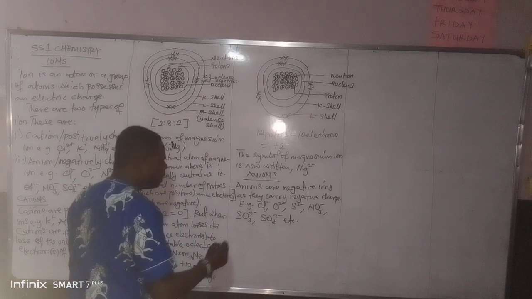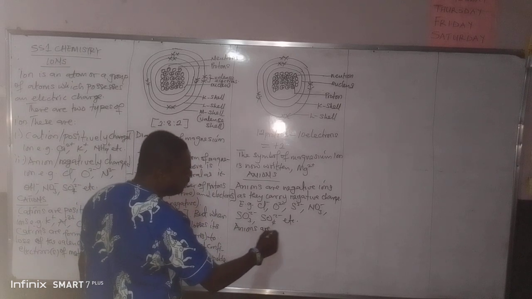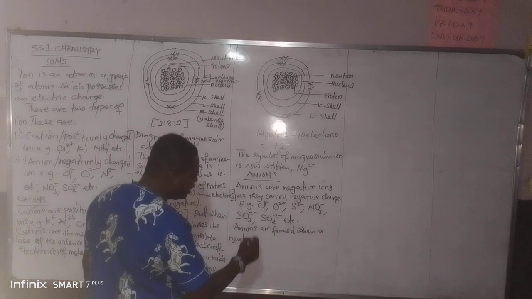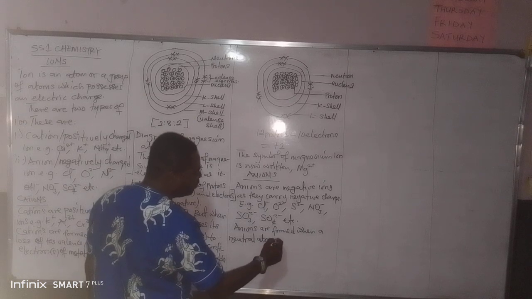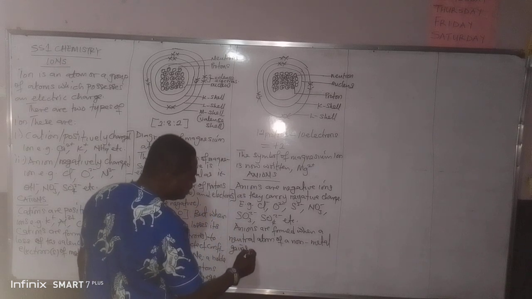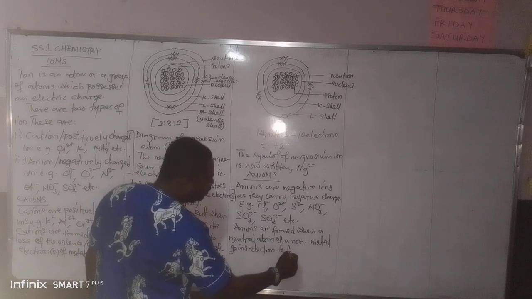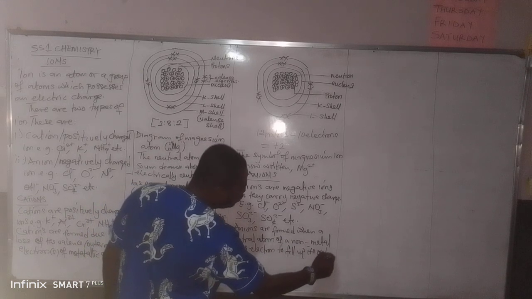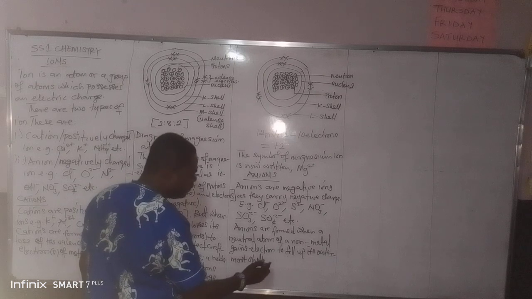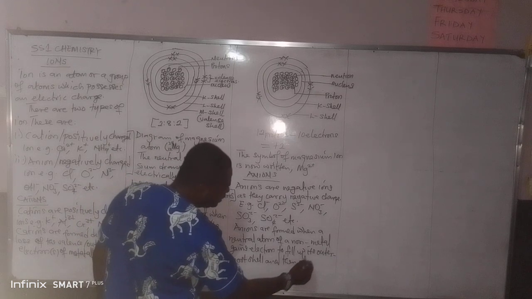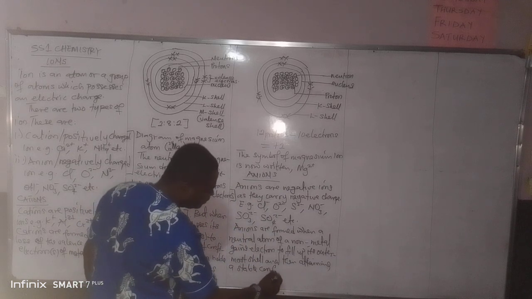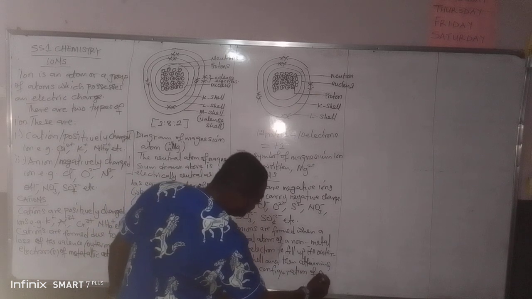So then how are they formed? Anions are formed when a neutral atom of a non-metal gains electrons to fill up its outermost shell, and then attains a stable configuration of a noble gas.